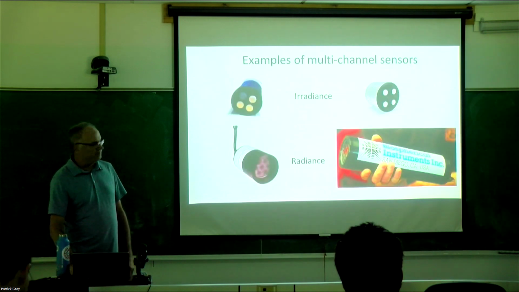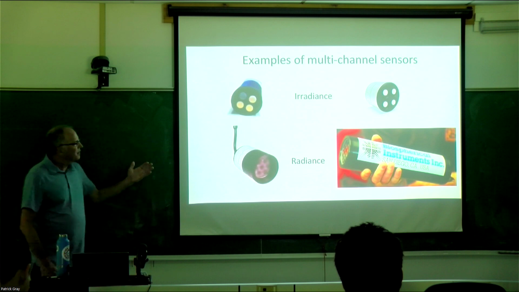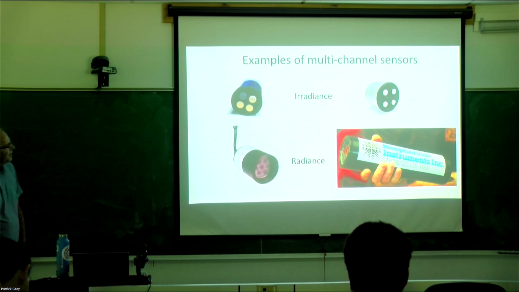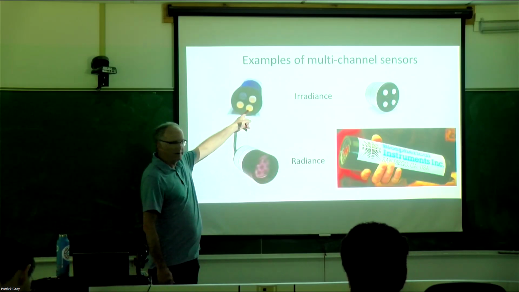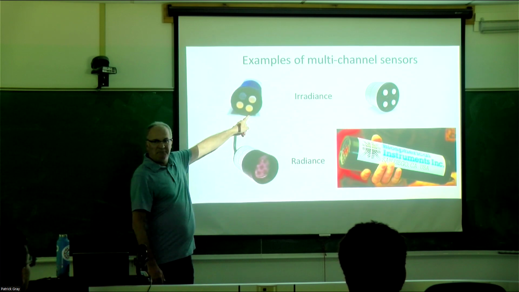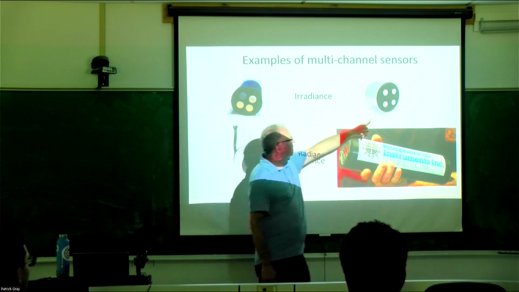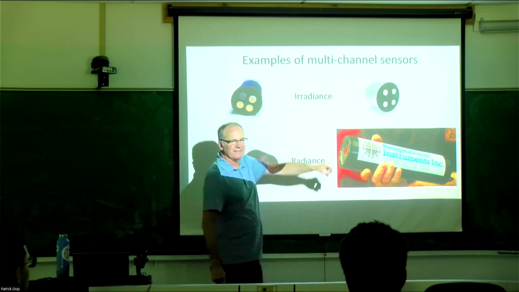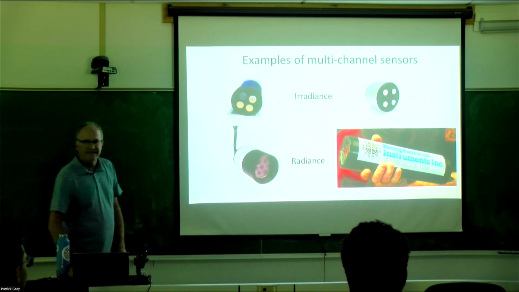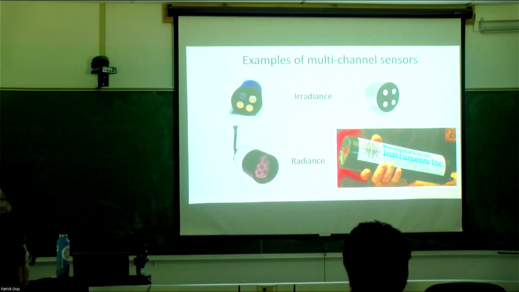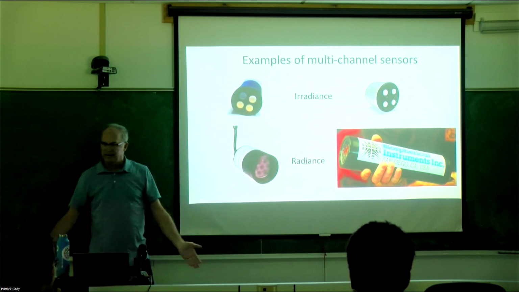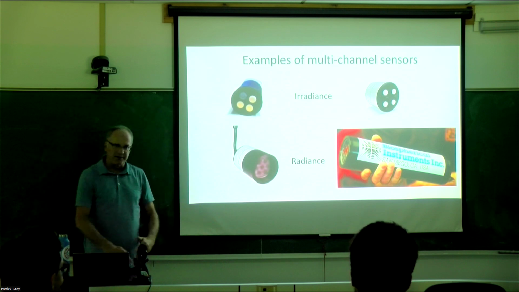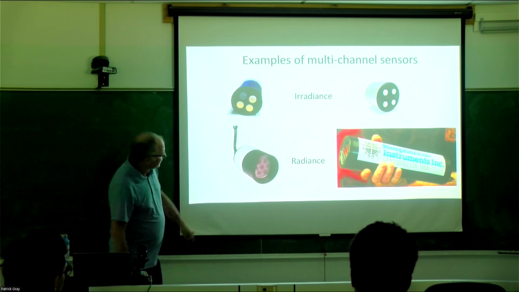All right. You've probably seen some of these. If not, these are some examples of the multi-channel sensors for both irradiance and radiance. What is this? Yes, cosine collector, correct. That's the element of the cosine collector that is trying to measure a cosine response of the planar irradiance. This is a blurry picture.